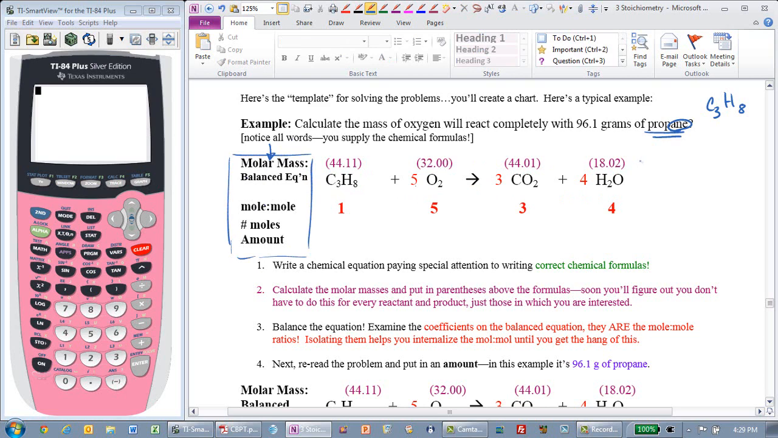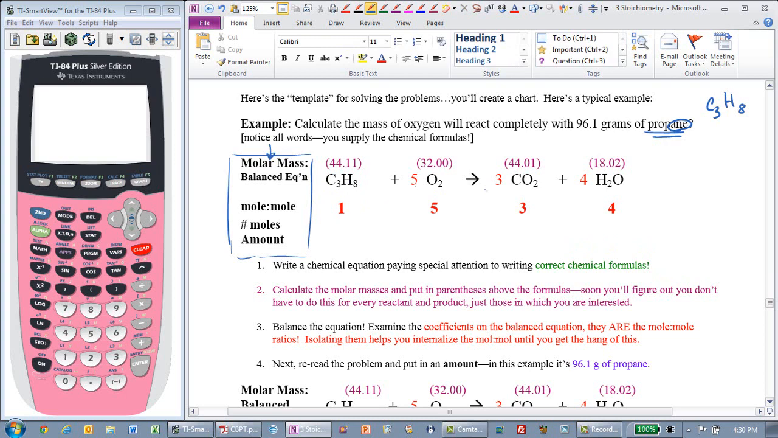Resist the urge. I'm begging you, resist the urge to multiply the molar mass by anything. It's simply the 3 carbons plus 8 hydrogens. The fact that there's a 5 here does not quintuple the fact that oxygen's molar mass is 32. It's still O2, twice times 16 for a mole of it. We just happen to have 5 moles of it. So get all the molar masses up above, and put the mole-to-mole ratio. I'm just bringing down the understood 1 in front of propane, the 5 in front of oxygen, the 3 in front of carbon dioxide, and the 4 in front of water.